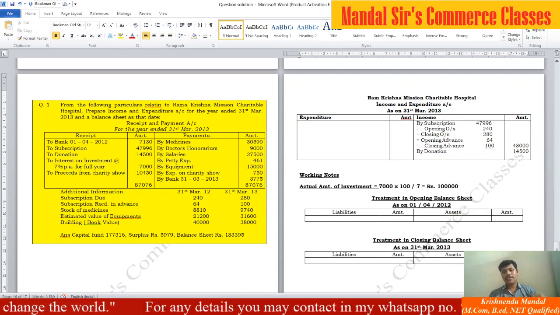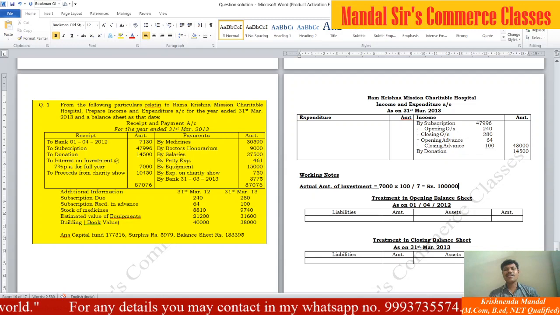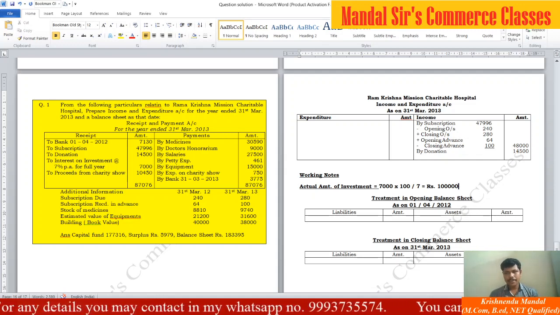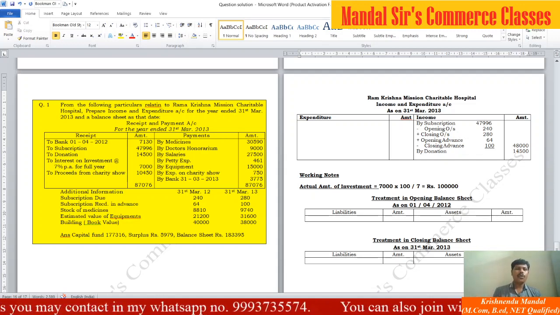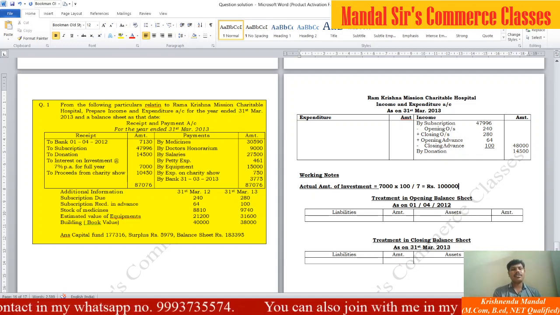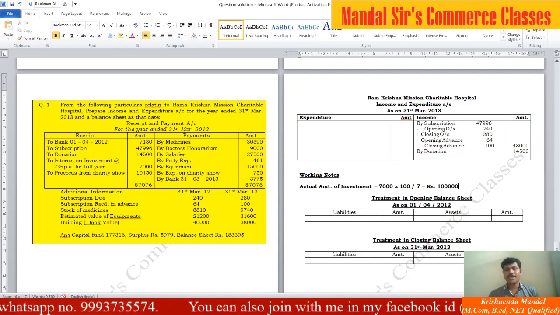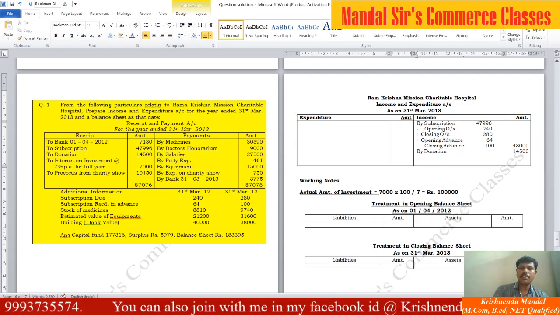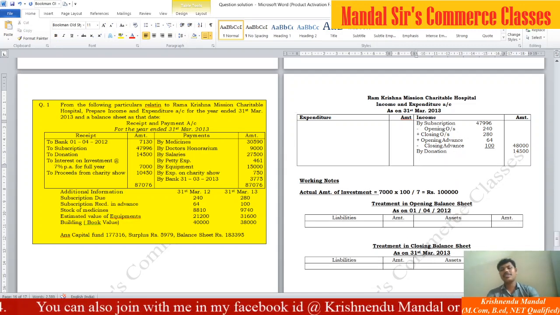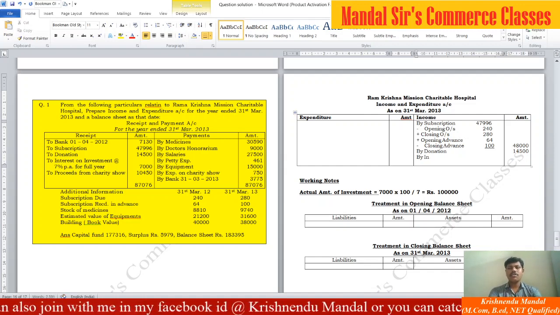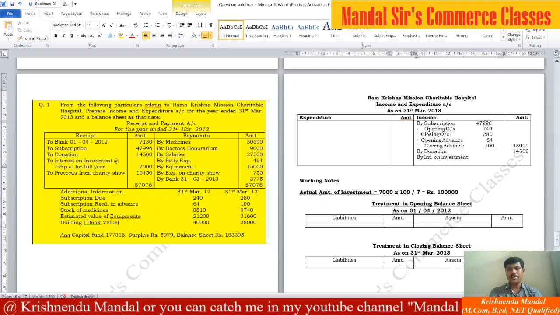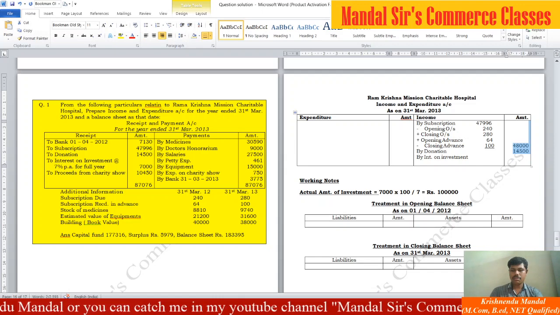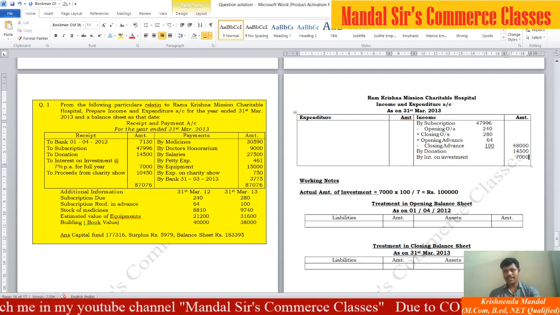That means the investment which we purchased last year is of 1 lakh, and on that 1 lakh we get this year interest at the rate of 7%, which is rupees 7,000. The interest is of nominal nature, and it is an income for us. So we will write over here, by interest on investment, and the amount to be shown outside will be rupees 7,000. That's it.